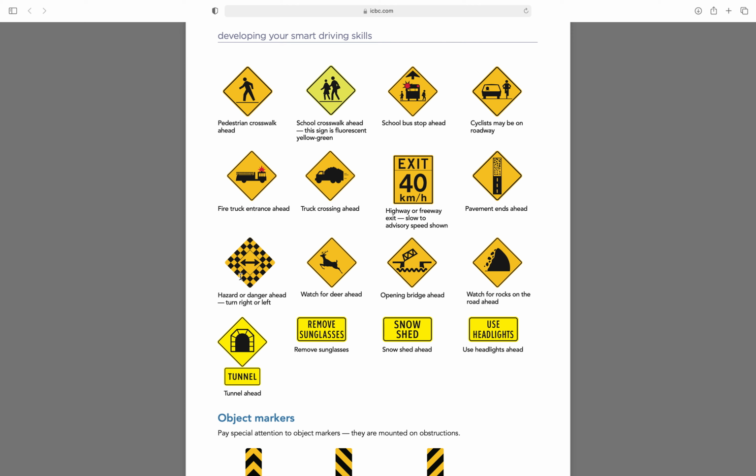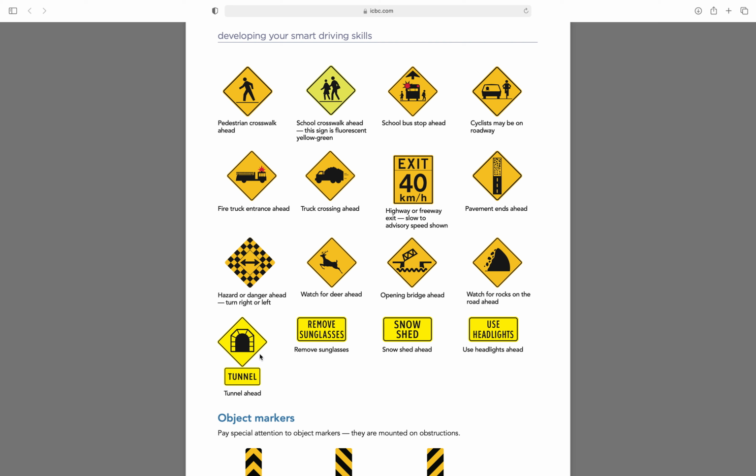Hazard or danger ahead, definitely pay attention to this one. In Langley, we actually have a lot of deer, and in BC in general, and they move around at dawn and dusk. If you see this sign, you want to be careful because that means there is a known area nearby. Rocks. When you're driving up north, you'll see this a lot because there can be rock slides, and sometimes the side of the road is unstable, and you want to be careful when you see the sign.